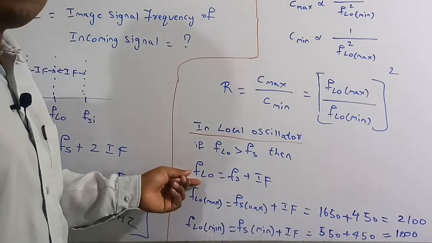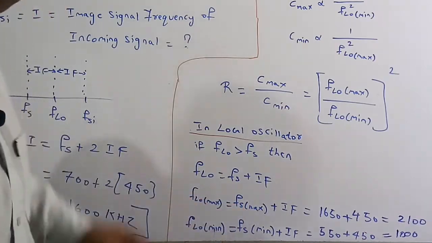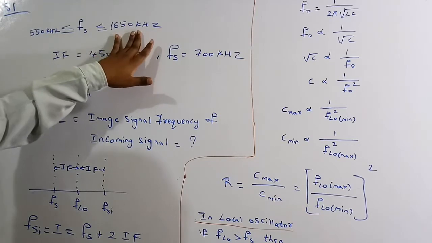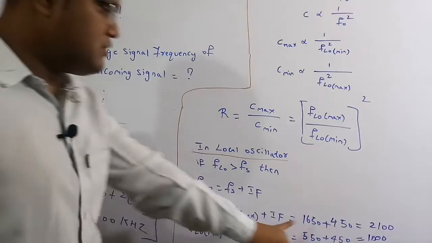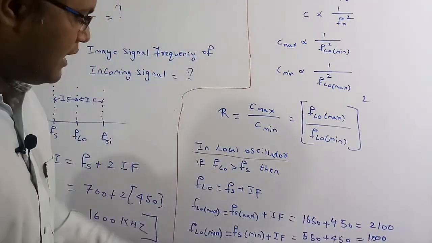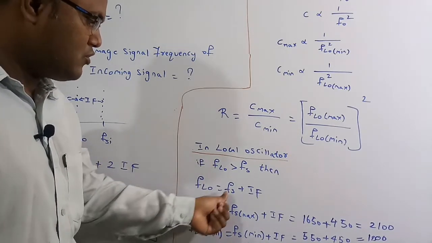Here Fs is a variable quantity, and the intermediate frequency is always a fixed quantity. So if FLO has to be maximum, the Fs also has to be maximum. We know the Fs maximum. Here the Fs is going to vary between 550 kHz and 1650 kHz, so the maximum value of Fs is 1650 kHz. Therefore 1650 kHz plus 450 is equal to 2100. So we got FLO max is 2100 kHz.